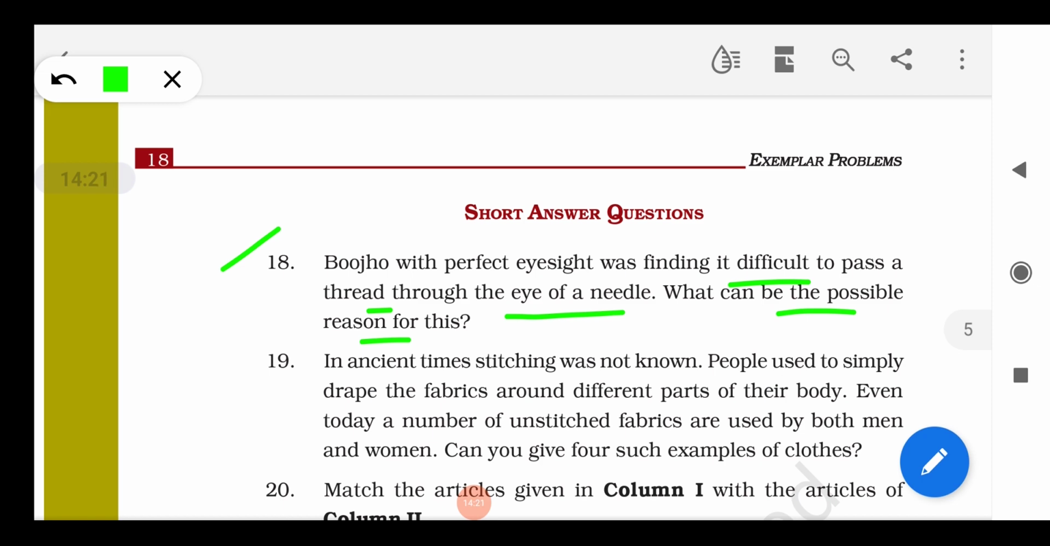So it may be due to a fault in the thread. The end of the thread may be separated. Okay? And the thread may be very thick. So that is why Bujho is finding it difficult to pass a thread through the eye of the needle.